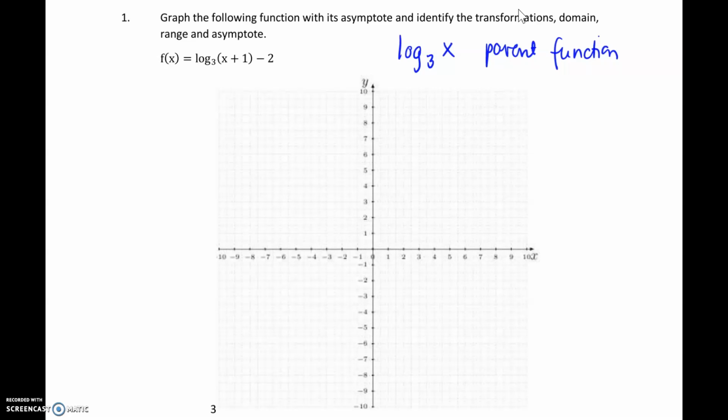Our transformations over here are 1 to the left, because instead of plugging in x, we're plugging in x plus 1. So that's 1 left. And then the minus 2 is 2 down.